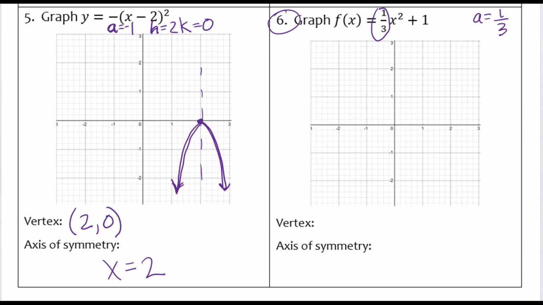That's A, right? And what is that 1/3 going to do to the parabola? You guys remember? Make it wider. It's going to make it wider because it's between 0 and 1. Okay. Now, do we have an H? Is there something being added or subtracted in the parentheses? No. So what does that mean? H is 0, right? There's nothing in the parentheses, so H is 0. And then K is always the number not in the parentheses, right? So K will be 1.